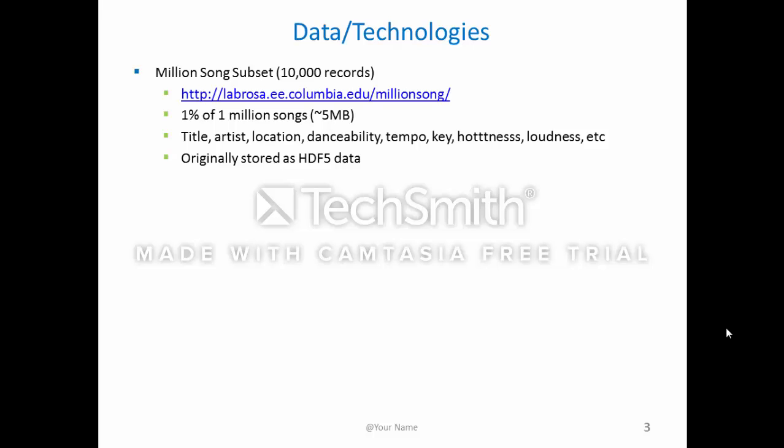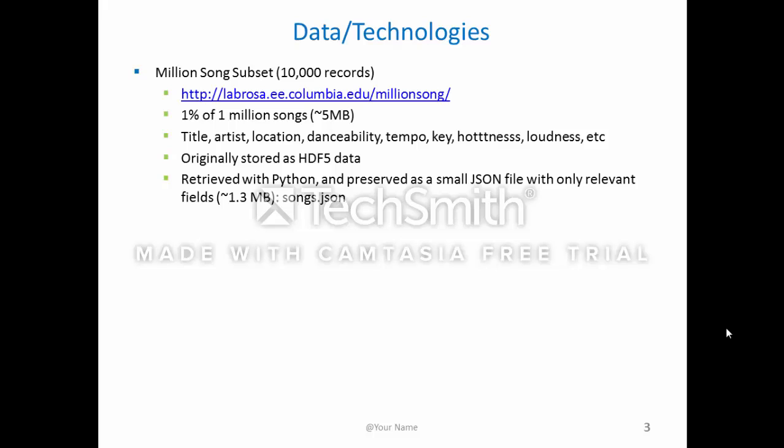Originally, this information is stored as HDF5 data, so you have to download HDF5 to retrieve it. For me to access the data easier, I wrote a Python script. So I save it as a small JSON file. This JSON file still has these 10,000 records, but only with relevant information I want.